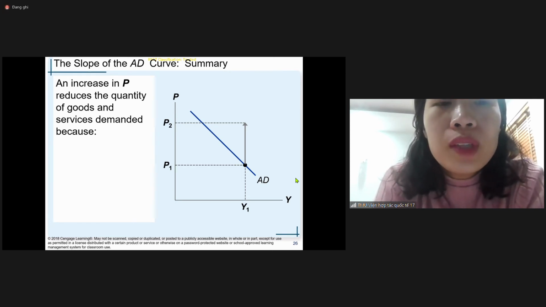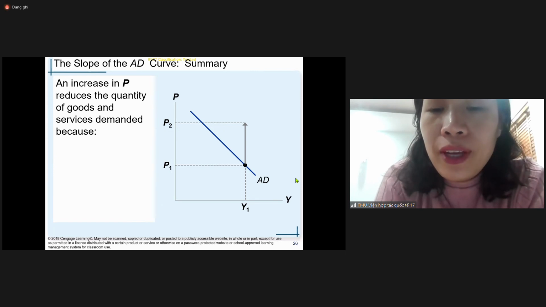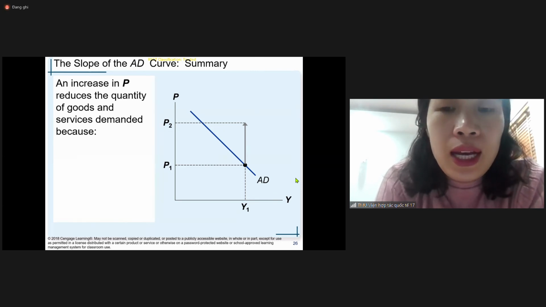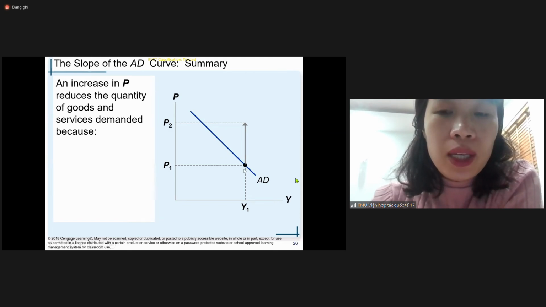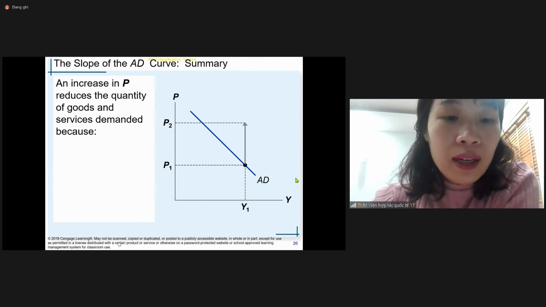Okay. So we have here on this slide, we see a relationship between P and AD. Okay. So we see that the AD is downward sloping curve here, refer to the negative relationship between P and AD or Y. Yeah, Thắng, any question?